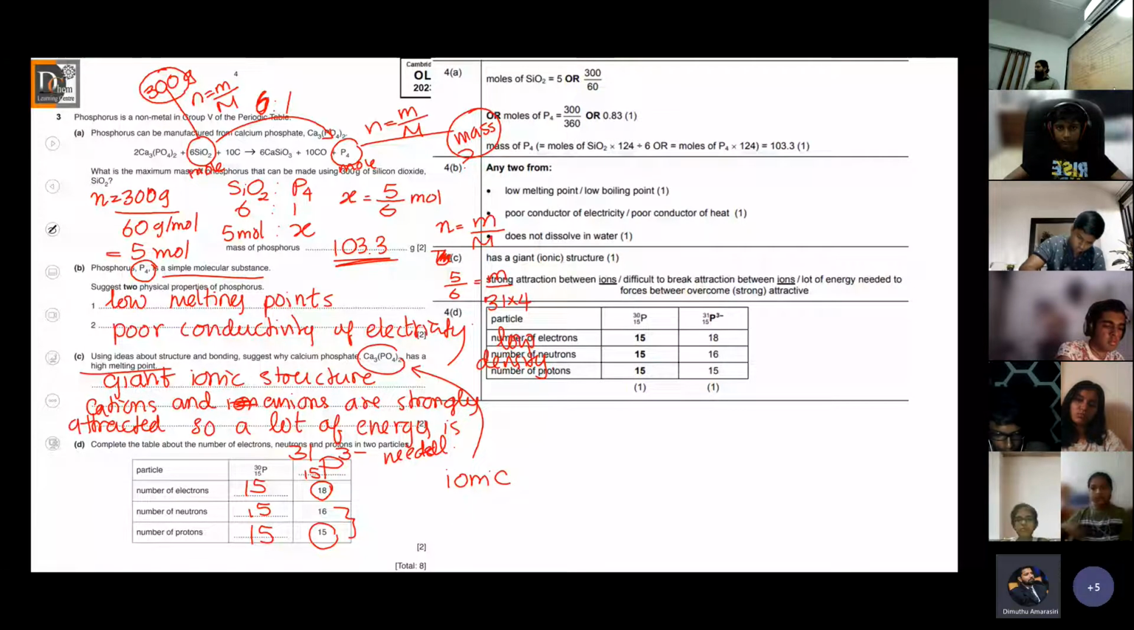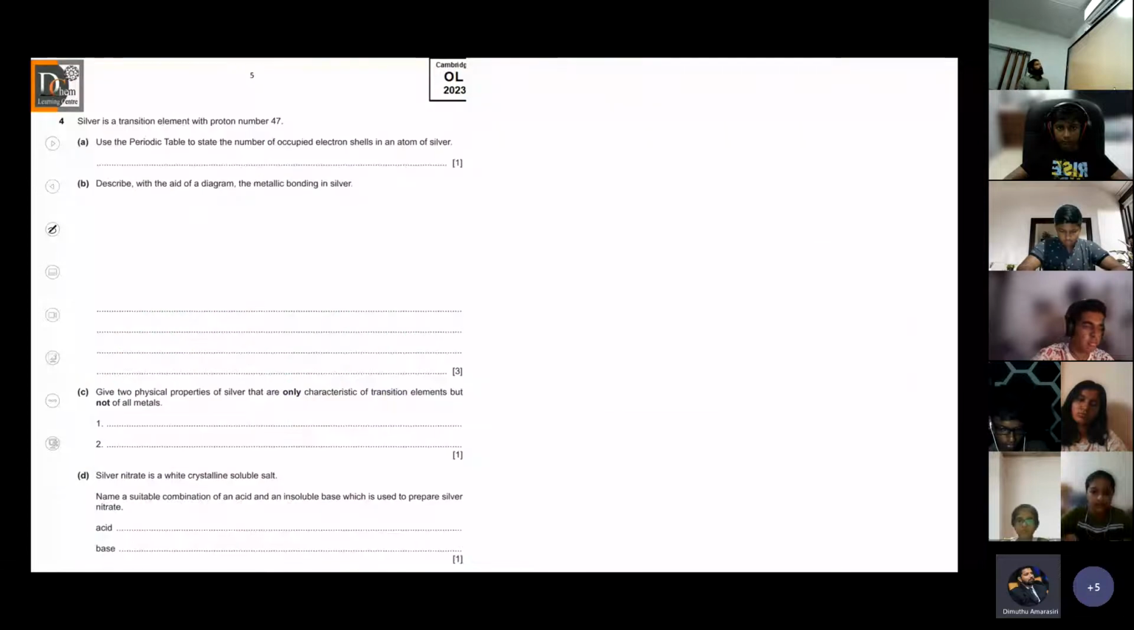Okay, so let's move on. Next one. Silver is a transition element with proton number 47. Use the periodic table to state the number of occupied electron shells in an atom of silver.